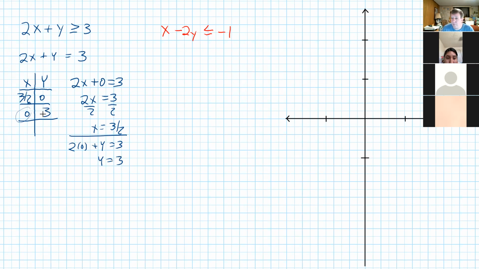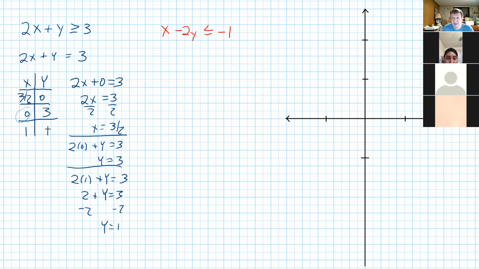And you can find a third point if you want. That's up to you. In fact, let's do that. Let's go ahead and let x equal 1. So we get 2 times 1 plus y equals 3. 2 plus y equals 3. Subtract 2 from both sides. Y equals 1. Okay. So plotting those points, x is 3 halves.